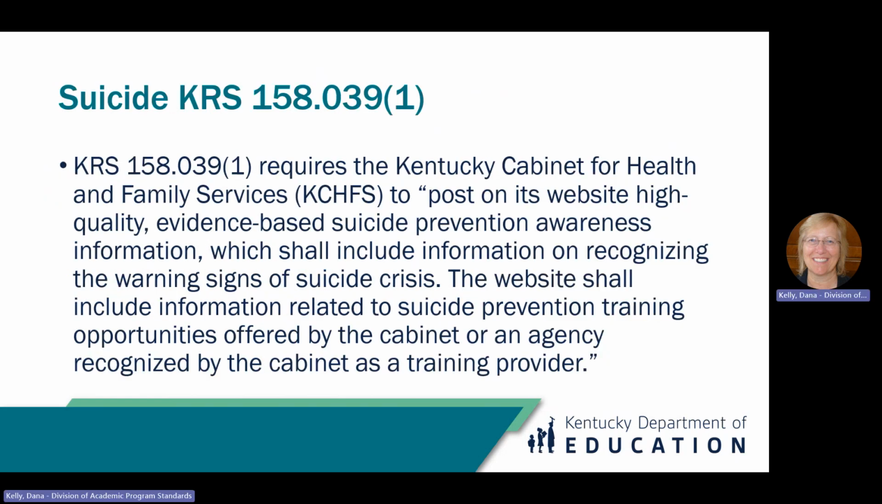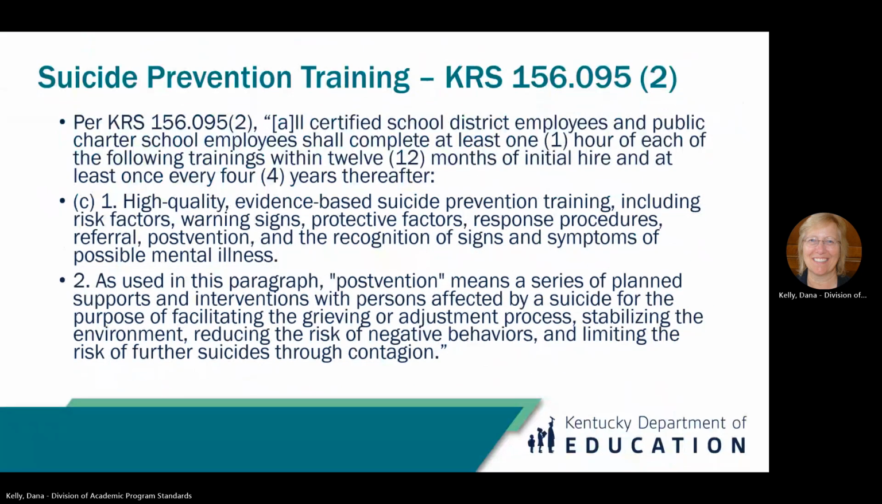A new bill introduced that goes along with suicide is 158.039. This actually requires the Kentucky Department of Family Services to post additional information on their website. And the suicide prevention training under 2C requires high quality evidence-based suicide prevention training, which includes risk factors, warning signs, protective factors, response procedures, referral, postvention, and the recognition of signs and symptoms of possible mental illness. The toolkit to assist you in this training can be found on the Safe Schools webpage.